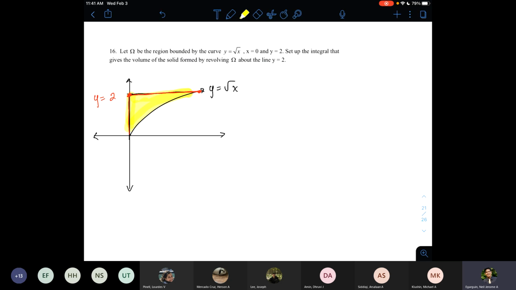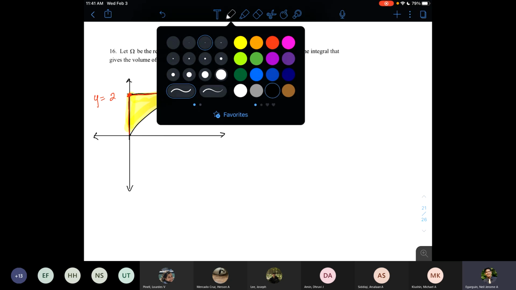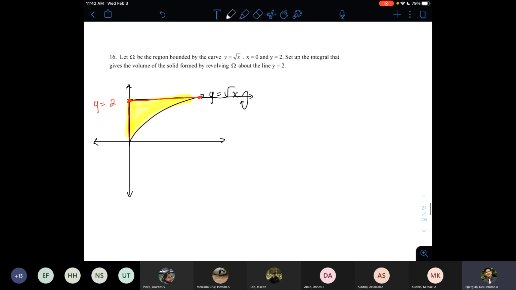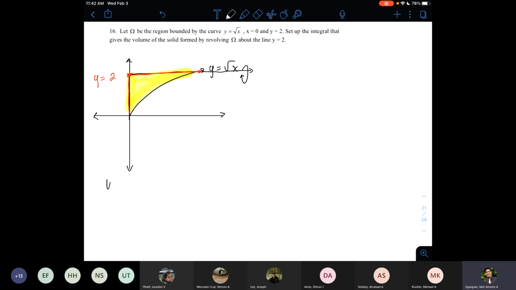So this is my shaded region. And then the solid is formed by revolving this region about the line y equals 2. So this is also my axis of revolution. Okay. And then let's set up the integral. Again, for now, we will be constrained to use the disk or washer method.